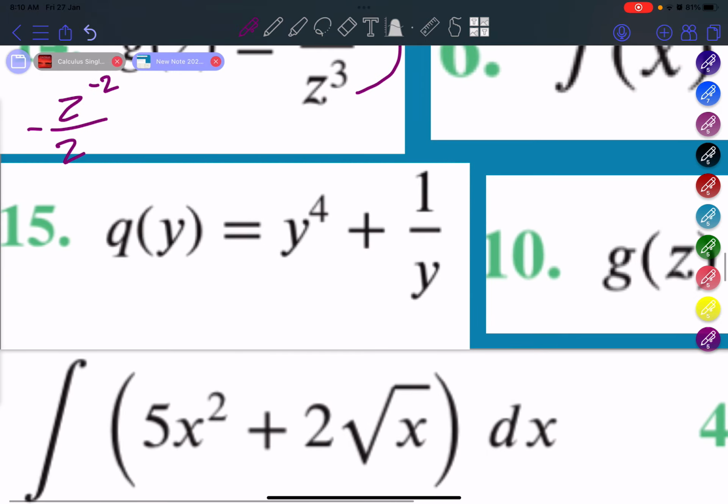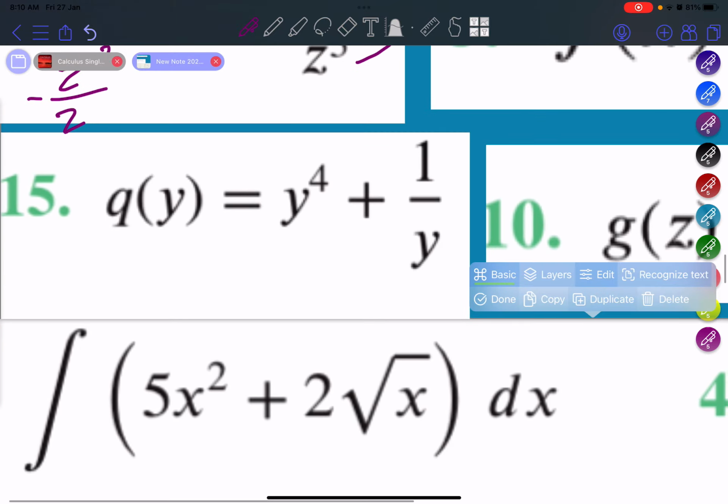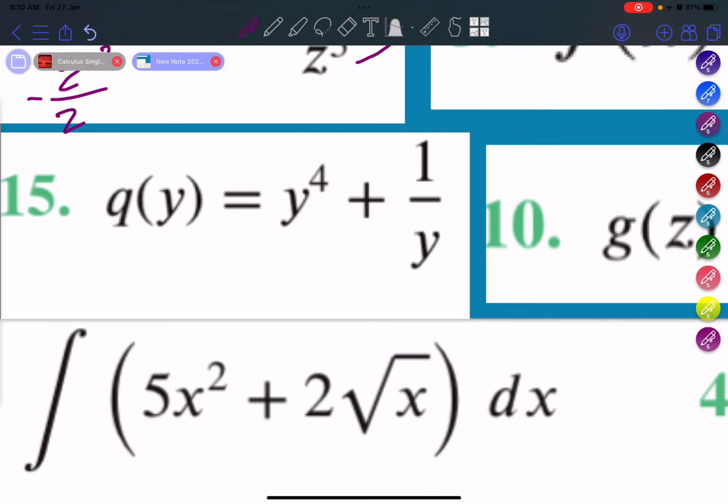Here again, we'll discuss something interesting about 1 over y. But let's first integrate y power 4. It becomes y power 4 plus 1, which becomes 5. Now let's divide by 5.